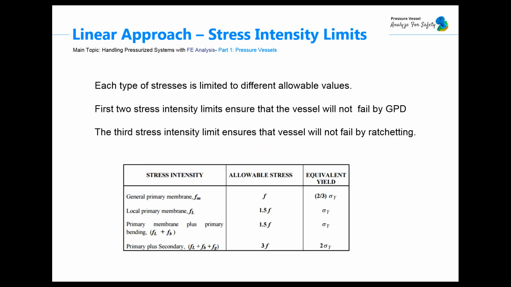So, as I said before, the computed stresses should be compared to material-specific stress limits, and depending on the code, the stress limits are marked as S, like in the ASME code, or F in the European code. And for each stress category, stress intensity is defined. If we take a look at this slide, let's say for the first 2 stress intensity limits, we have assurance that the vessel will not fail against gross plastic deformation. The third stress intensity limit ensures that the vessel will not fail by ratcheting, for example.